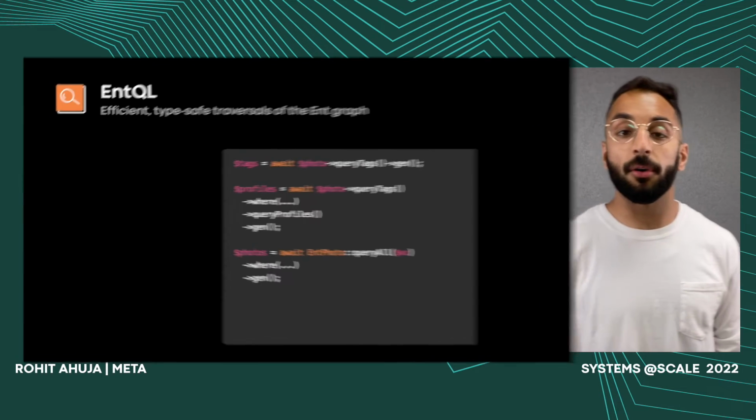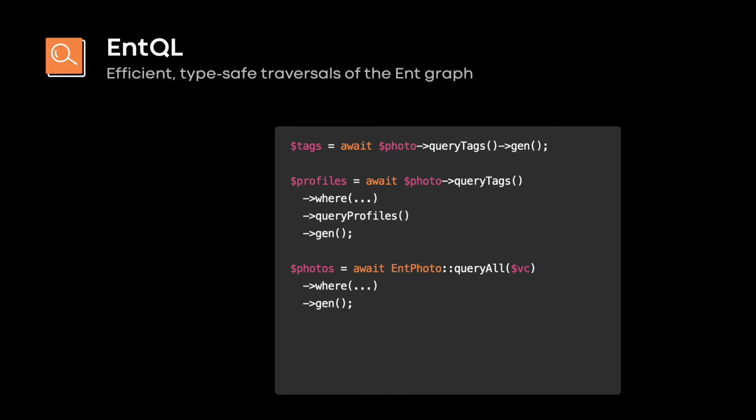The second component we'll cover is NQL, which stands for Ent Query Language. NQL allows you to do efficient, type-safe traversals of the Ent graph. For the photo that we loaded earlier, we use NQL to query the tags in that photo. We can also query for those tags' profiles, apply filters, orderings, and so on. NQL provides us with a fluid query builder. You can build your entire query instead of fetching Ents in steps.